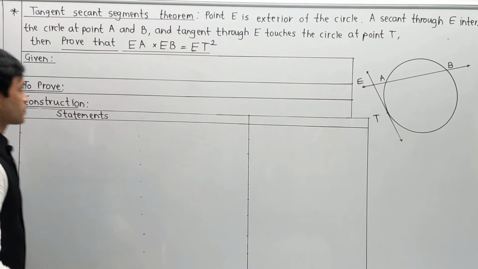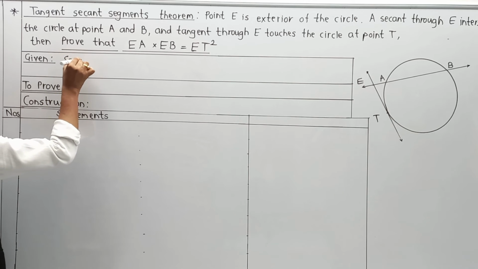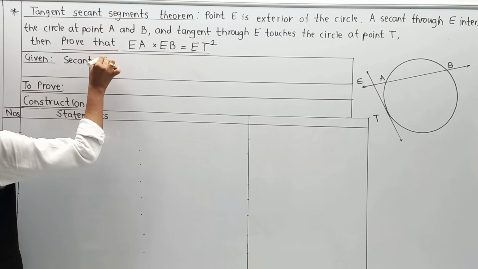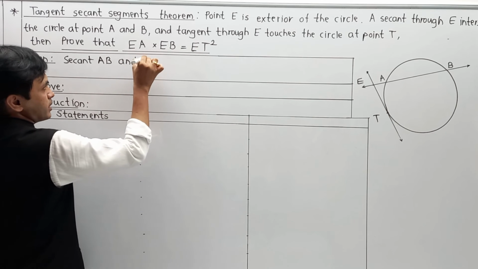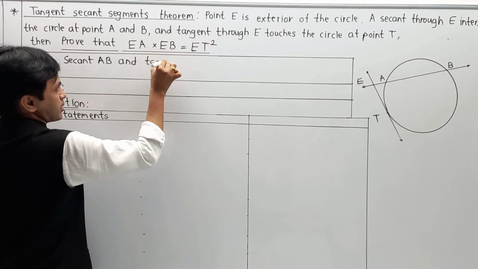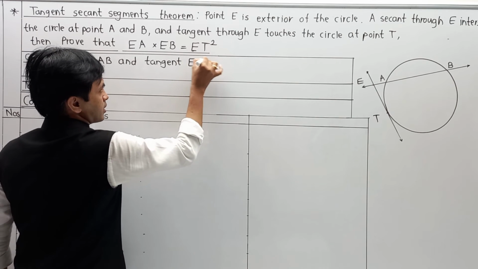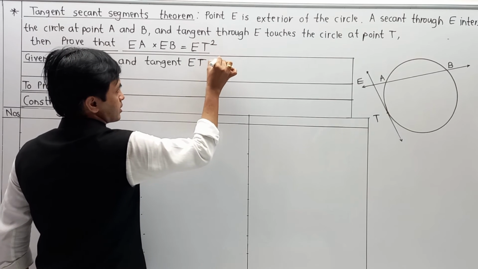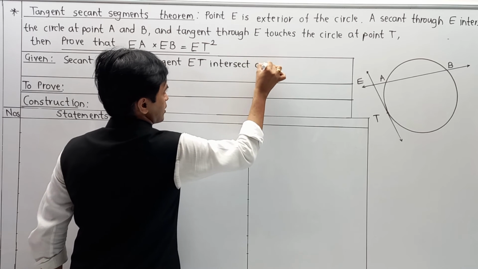So the given is: secant AB and tangent ET intersect outside the circle.